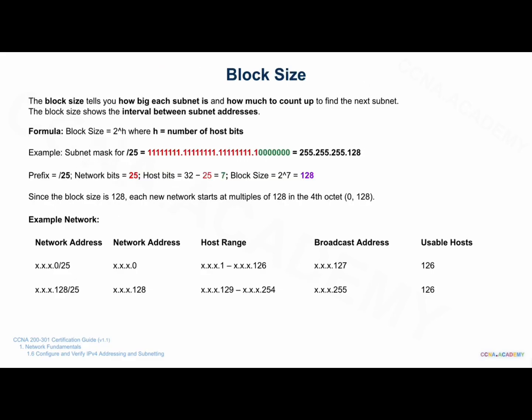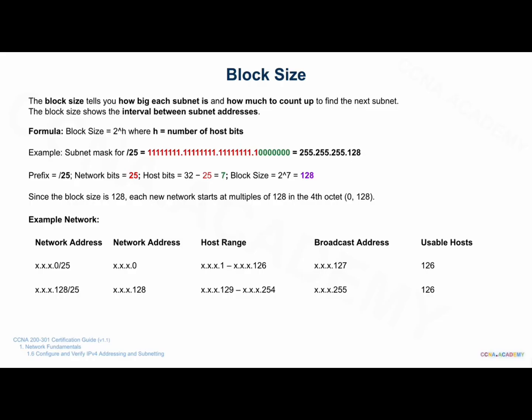The block size shows how big each subnet is and how much we count up to reach the next one. We find it by raising 2 to the power of the number of host bits. In a /25 network, the subnet mask is 255.255.255.128, which gives a block size of 128.